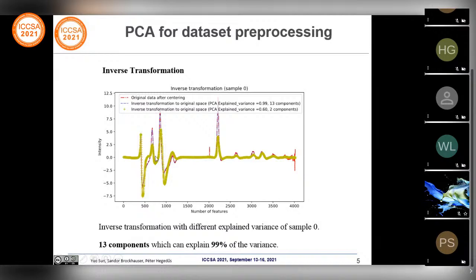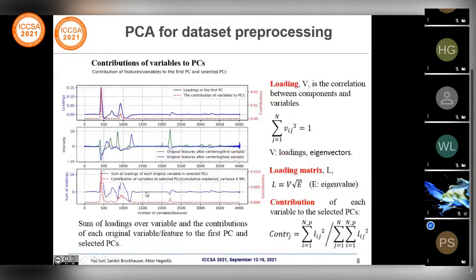The two components can capture the basic shape of the original spectral curves, but with more components, it can show more details. So in our work, we select 13 components. We also analyze the loading matrix, which shows the contribution of each original variable to the newly selected components. From this figure, we can see that the more obvious the features, the greater their contributions to the new components.